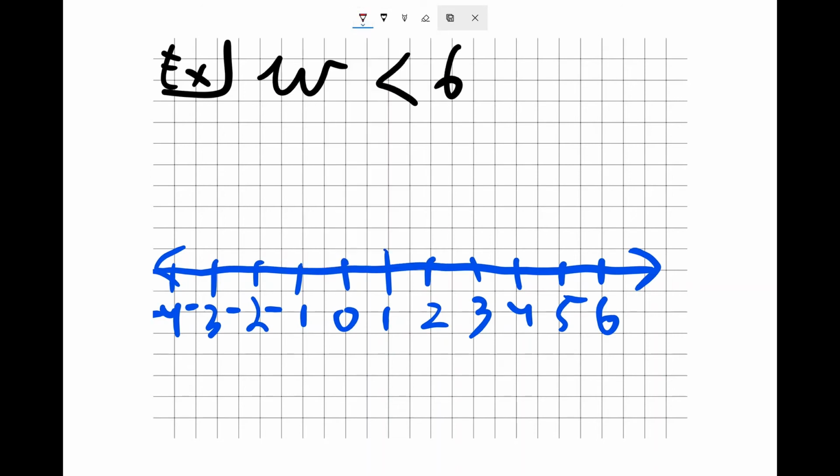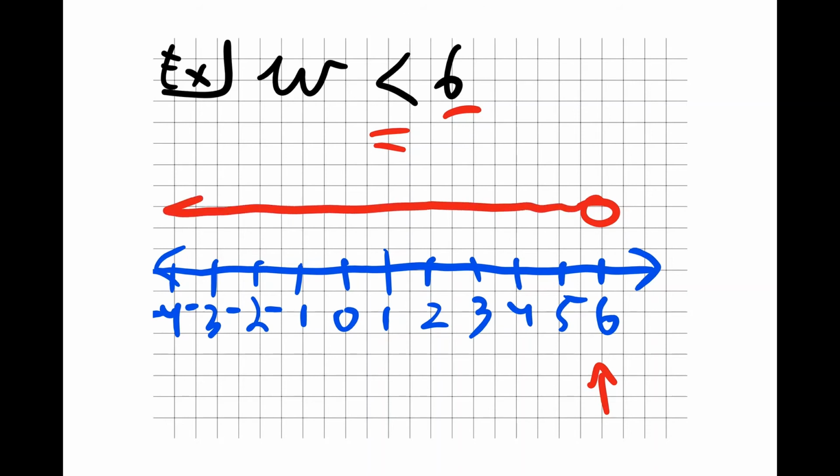Again, two things you want to pay attention to. The number, so we are going to be over here at 6. And your symbol, which again does not contain the equal to portion, meaning it's going to be an open circle. W is less than 6, meaning that all your solutions are going to be to the left of this point. Your graph is going to look like this.